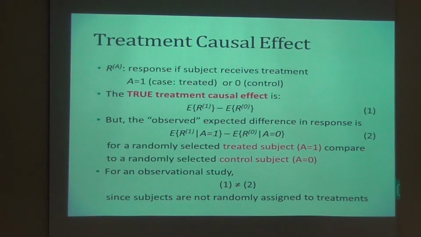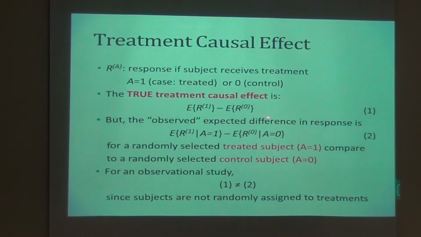So what is the propensity score? Before we talk about that, let's first look at what we are trying to estimate, the unbiased treatment effect. This is called the treatment causal effect. This is the true treatment causal effect. R of A is the response if the subject receives treatment A, where A equals 1 for the treated case and 0 is control, not treated, placebo or alternative standard treatment. The true treatment causal effect is the average of the outcome from the treated minus the average of the outcome from the not treated.